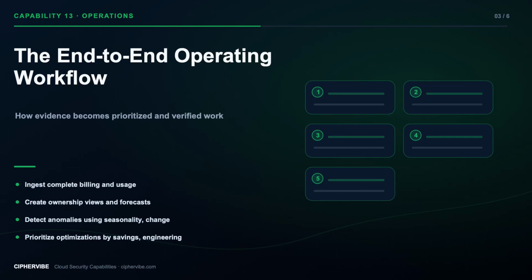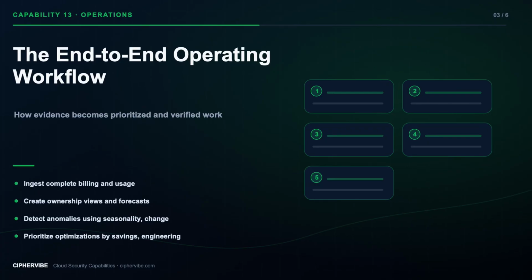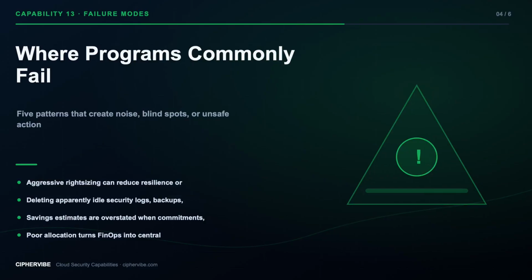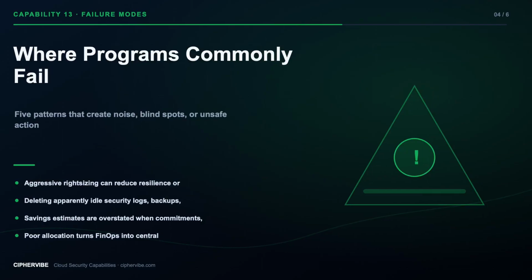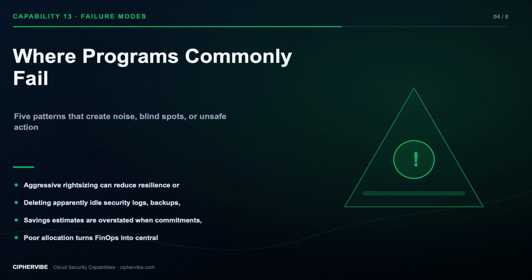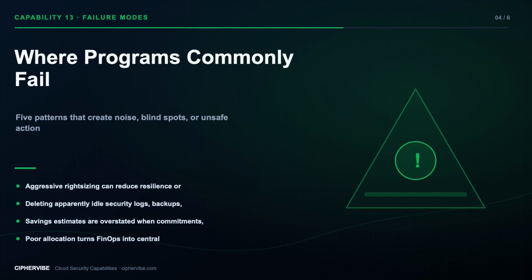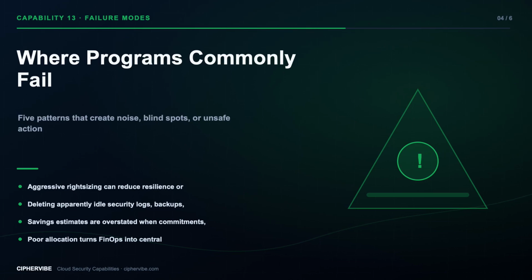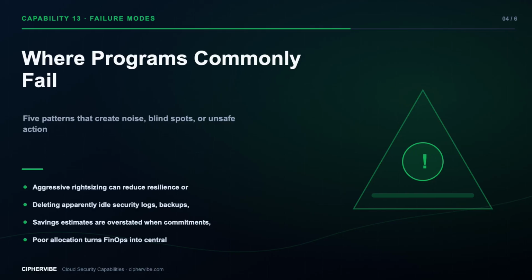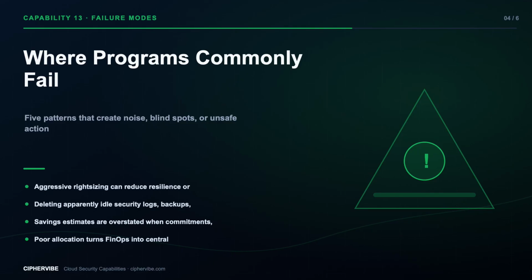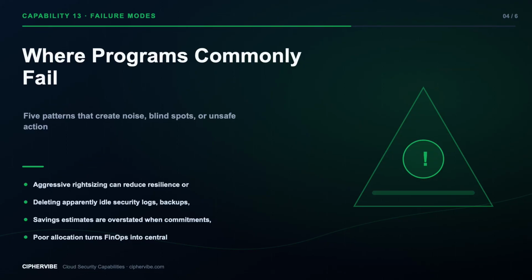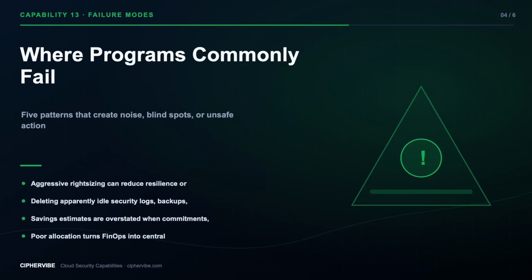Those conditions should move into incident or risk governance rather than remaining indefinitely in a routine queue. The fastest way to evaluate cloud cost and FinOps is to study how the capability can fail. First, aggressive right-sizing can reduce resilience or leave too little capacity during incidents. Second, deleting apparently idle security logs, backups, keys, or recovery resources can create serious control failures. Third, savings estimates are overstated when commitments, data transfer, licensing, and engineering effort are ignored.